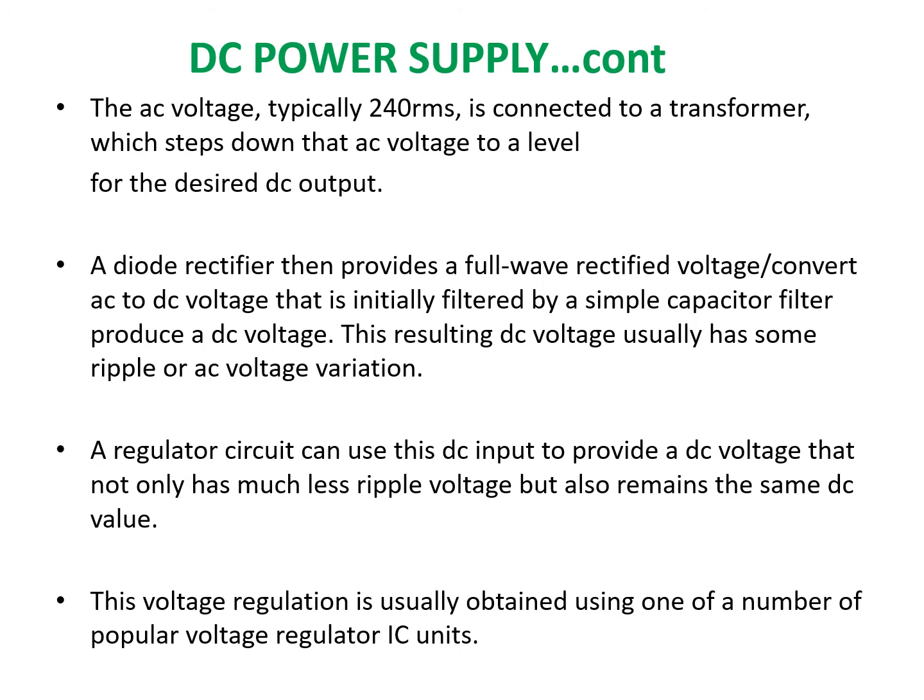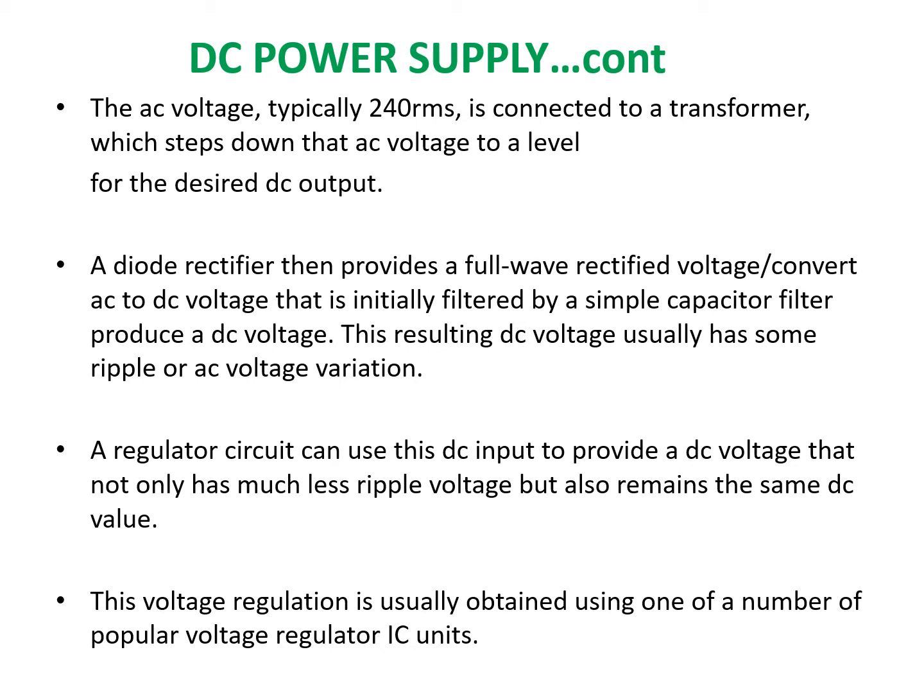So the AC voltage, typically 240 RMS, is connected to a transformer. This is the power supply in your home, which steps down that AC voltage to a level for the desired DC output. So step down using the transformer, and then the diode rectifier provides a full wave rectified voltage and converts AC to DC voltage. That is initially filtered, and a simple capacitor filter produces a DC voltage.